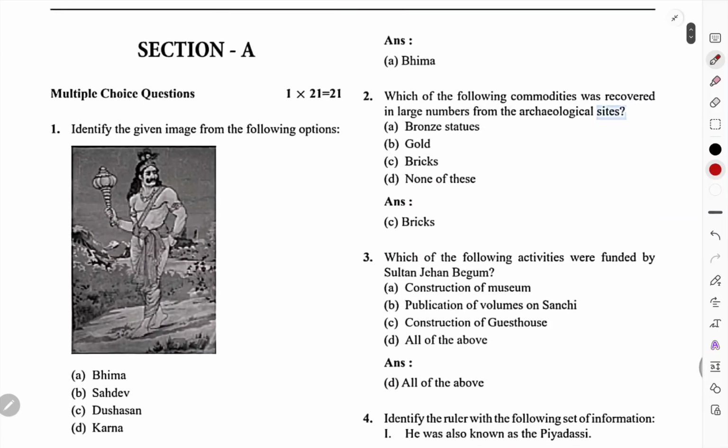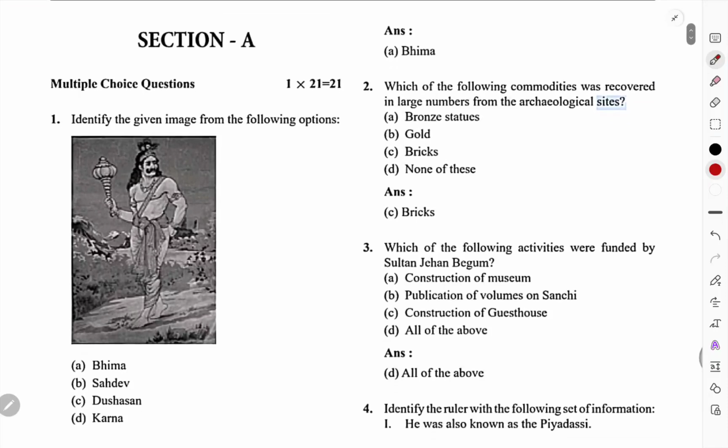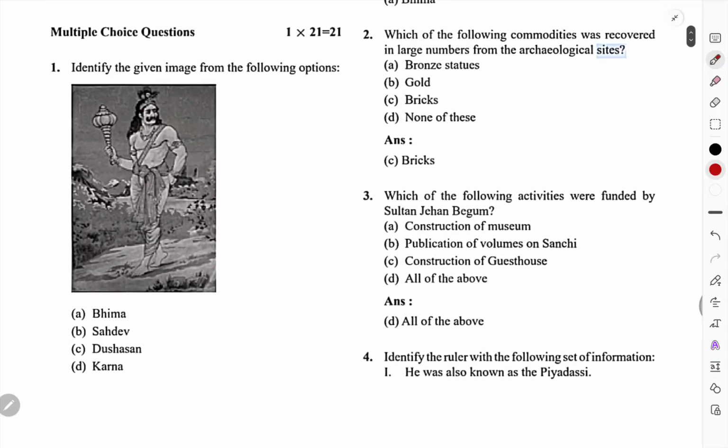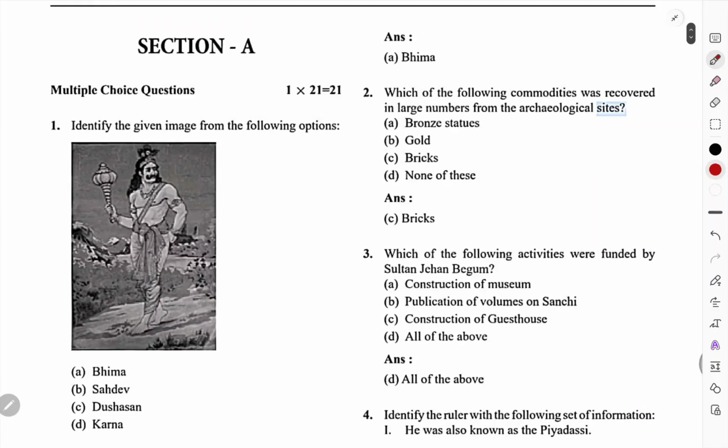Section A. Identify the given image from the following options: Bhima, Sahadev, Dushashan, Karna. This is the picture of Bhima. I will tell you only the answers. Which of the following commodities was recovered in large numbers from the archaeological sites? Bricks.